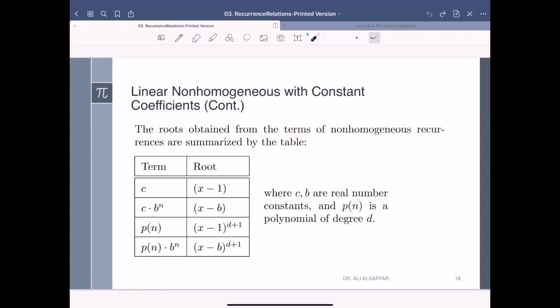I have provided a table that summarizes all types of f of n that we can find roots for, and I already explained the reason why we are having those roots. So if we have a constant, the root is x minus 1. If we have exponential multiplied by a constant, the root is x minus b. And if we have only polynomial, x minus 1 raised to power d plus 1. And if we have a polynomial multiplied by exponential, it will be x minus b raised to power d plus 1.